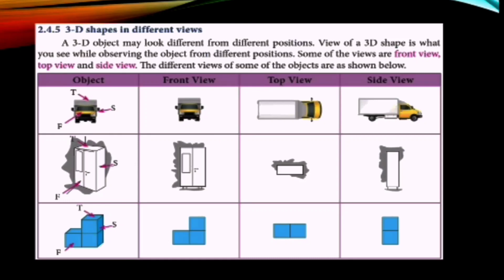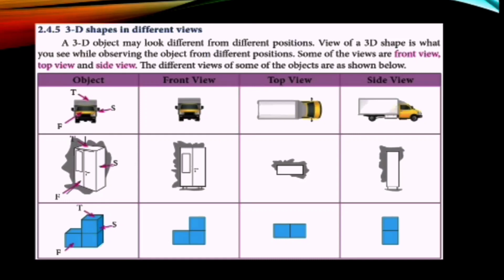Some of the views are front view, top view, side view. The different views of some of the objects are as shown below. Okay, they have given some examples. Here the first object is a truck. So here the front view will be like this. Top view, you can see the top view and also the side view. Likewise, a camera, where we can see the front view, top view and side view. Likewise, steps. Okay, so top view, side view and front view they have given separately.